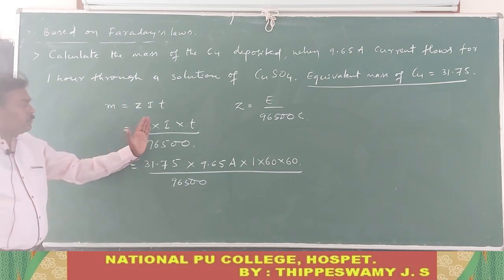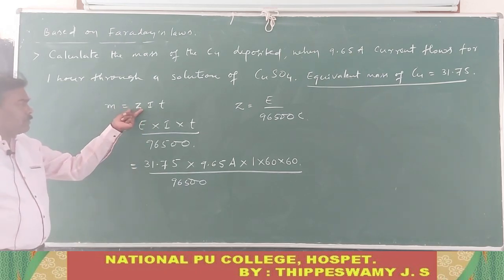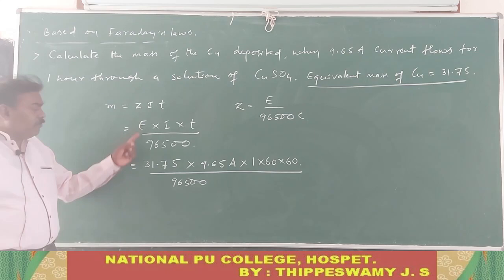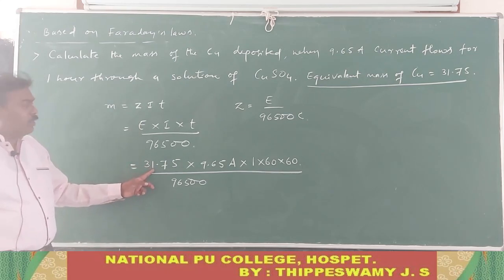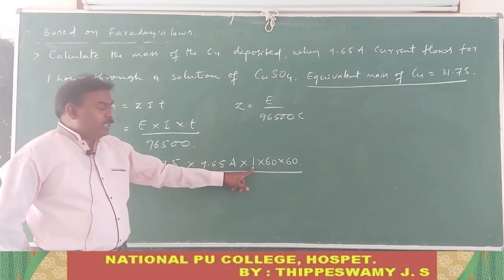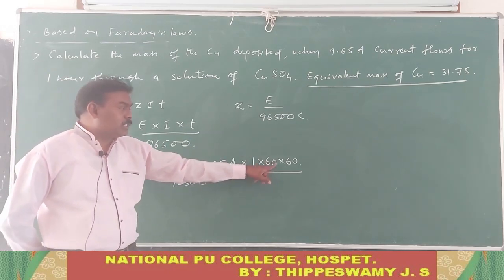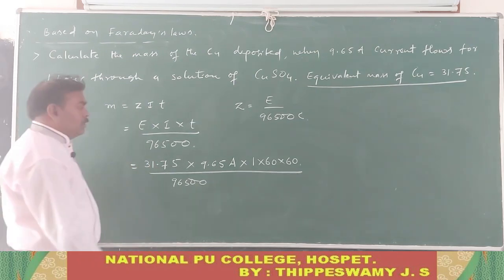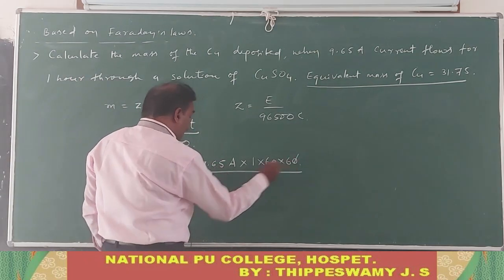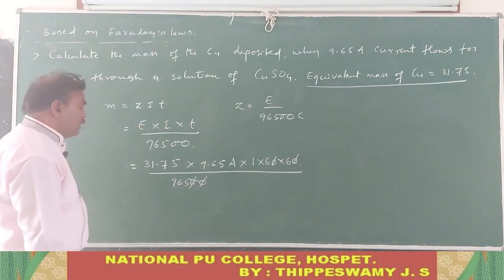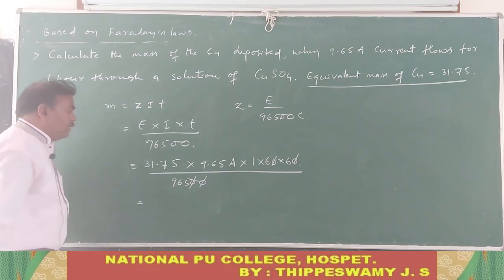Now you write the formula in this manner. Z, the electrochemical equivalent, is equal to E by 96,500. Now the value of E is 31.75, the equivalent weight of copper, I is 9.65 amperes, and the time of 1 hour you convert into seconds, into 60 into 60. The whole is divided by 96,500 coulombs. On simplification, the zeros cancel.